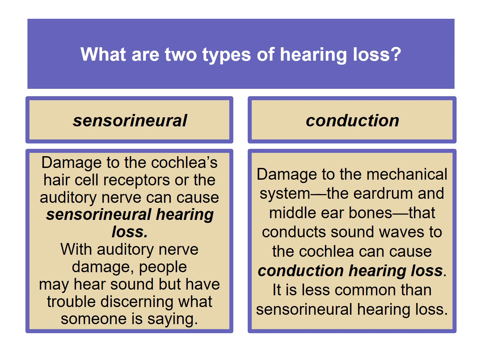Okay, so 2 types of hearing loss: sensorineural and conduction. Sensorineural hearing loss is when there's damage to the cochlea's hair cell receptors or the auditory nerve. With auditory nerve damage, people may hear sound but have trouble discerning what someone is saying. Now, conduction hearing loss is damage to the mechanical system, the eardrum and the middle ear bones that conduct sound waves to the cochlea. This kind is less common than sensorineural hearing loss.